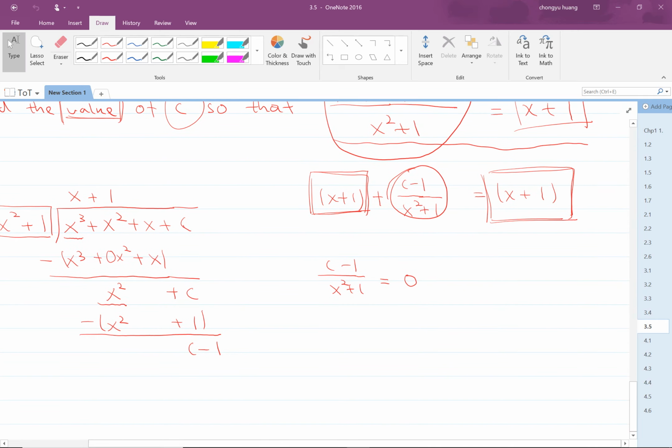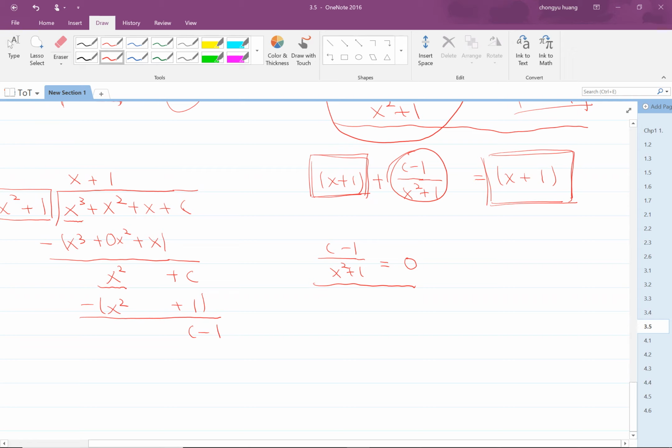So now we are solving this. You can see over here we have c minus 1, and then x squared plus 1 multiplied by 0, which is equal to 0. This term 0 multiplied by anything is equal to 0. So what we have right now is c minus 1 is equal to 0, and then c is just equal to 0 plus 1, which is 1. So c is just equal to 1.